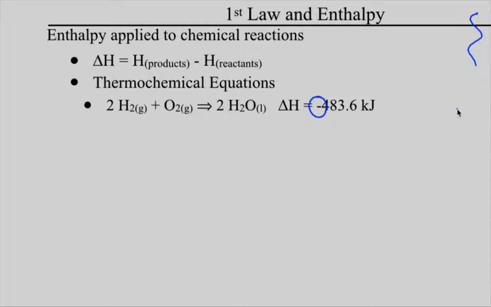So, what this is telling us is that the delta H, and guys, how do we read delta H? What does that mean? Change in enthalpy, not heat, change in enthalpy. The change in enthalpy for this reaction is 400, let's just call it 480, it's easier to say. 480 kilojoules. So let's talk about what all this means.